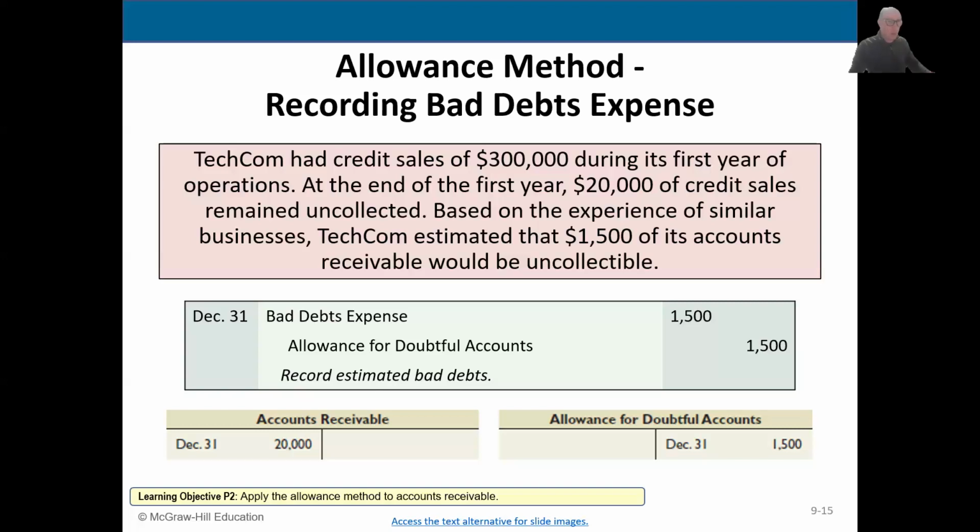Okay? So, in our example, bad debt expense 1,500, and we credit allowance for doubtful accounts 1,500. You'll notice here at the bottom, my T accounts, also known as my ledger accounts. For accounts receivable, my balance is 20,000. For allowance for doubtful accounts, my balance is 1,500. Okay? On the next slide, I'm going to show you what this looks like.